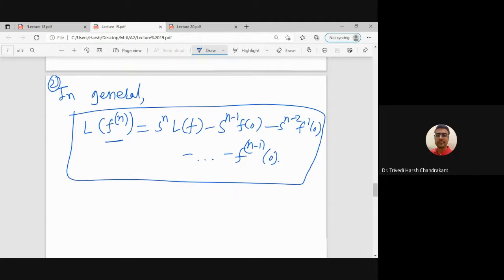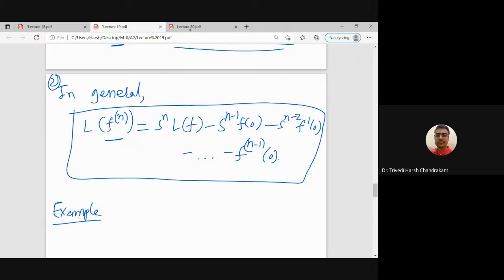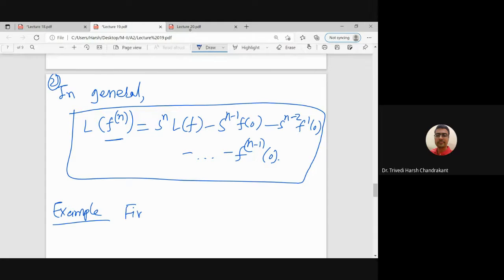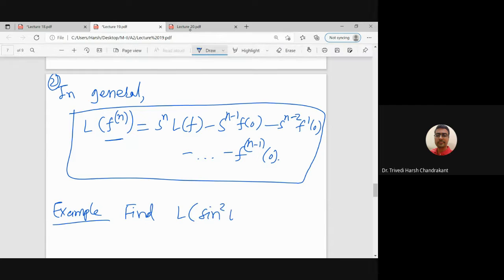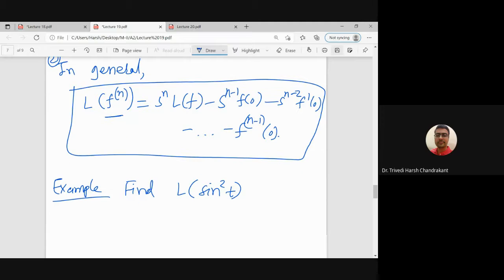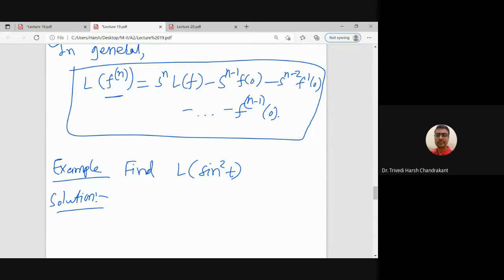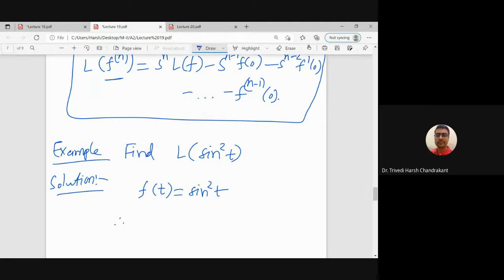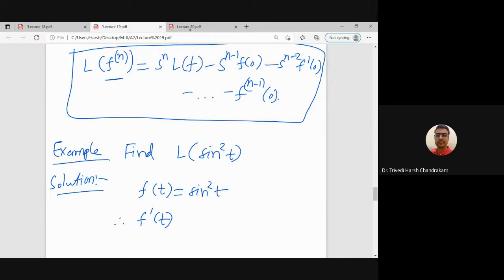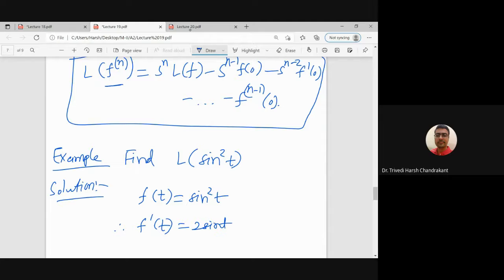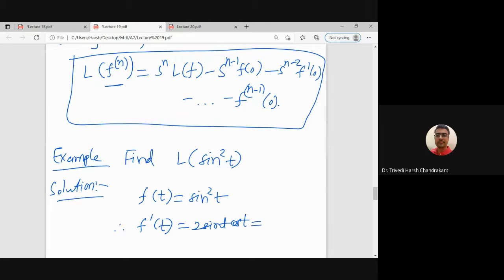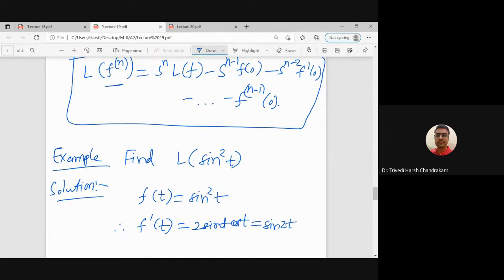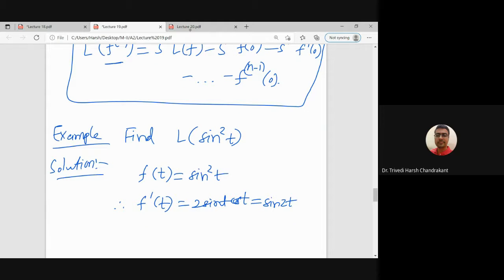Let us see one example of how this formula helps. Find the Laplace transform of the sine square t function. Here f t is equal to sine square t, and we want to find its Laplace transform. If f t is this function, its derivative will be 2 sine t into cos t, and 2 sine theta cos theta is sine 2 theta, so it will become sine 2t. So we know the function and its derivative.